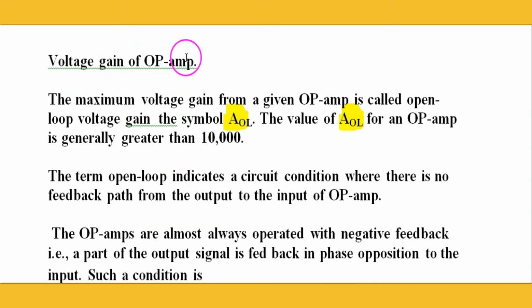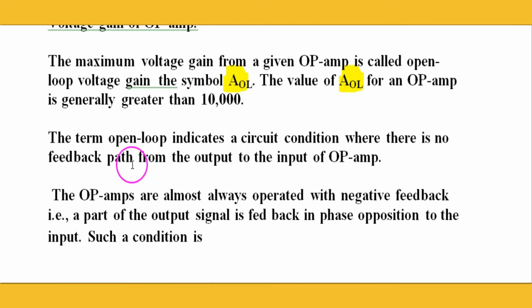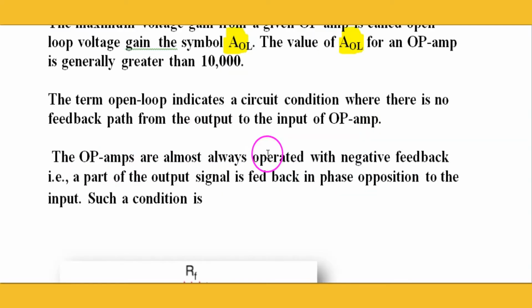When the operational amplifier is open loop, it has maximum gain, and that is written as AOL. AOL means open loop gain, and in open loop, the real amplifier has a gain greater than 10,000. The term open loop indicates a circuit condition where there is no feedback path, that is, the output is not connected to the input.